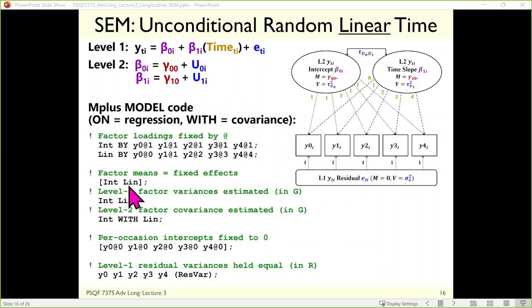So this is a new word for us in this class. "By" is how we tell it about factor loadings. So I have a factor called int and a factor called lin, and they are each measured by y0 through y4, but I am fixing the factor loadings so that I can define what each factor is supposed to represent. If I fix all of the loadings equal to 1, that is an intercept. The reason that I have to fix all of the loadings equal to 1 is because I'm going to estimate the variance of that factor instead. So in terms of identification, we could either fix the variance to 1 and estimate a constrained loading, or we can fix the loading to 1 and estimate the variance.